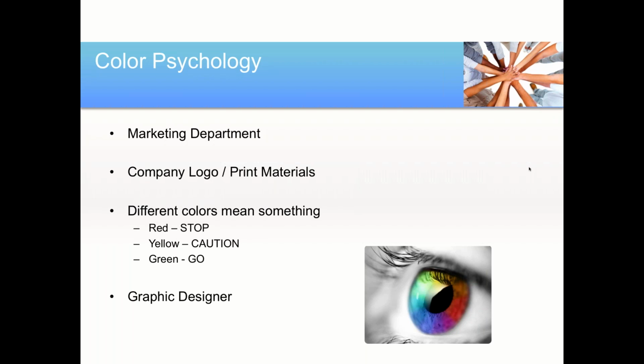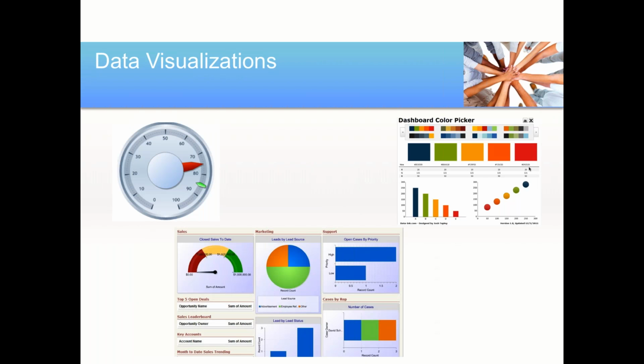So here are some data visualizations. On the left, we have a dial, and we use this all the time. Green means that's the spot where you want to be, and red means we're off. We're not quite there yet. And you can see that on the bottom as well, the sales, marketing, and support. You can see the different colors.